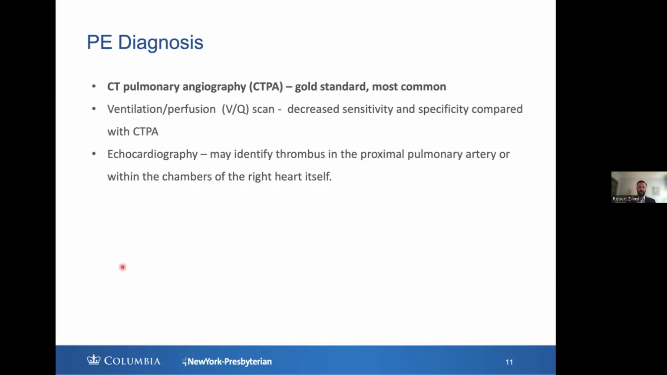So, how do we diagnose PE? The gold standard is a CT pulmonary angiogram, which uses contrast, and this is the most common test that we use to diagnose pulmonary embolism. As we said above, a ventilation perfusion scan has decreased sensitivity and specificity compared with CTPA, but is a good modality in high-risk patients who otherwise cannot tolerate a contrast load. And then finally, echocardiography is the least common way of diagnosing PE, but sometimes is the first way that PE is identified, either through thrombus identified in the proximal PAs or within the right-sided chambers themselves.